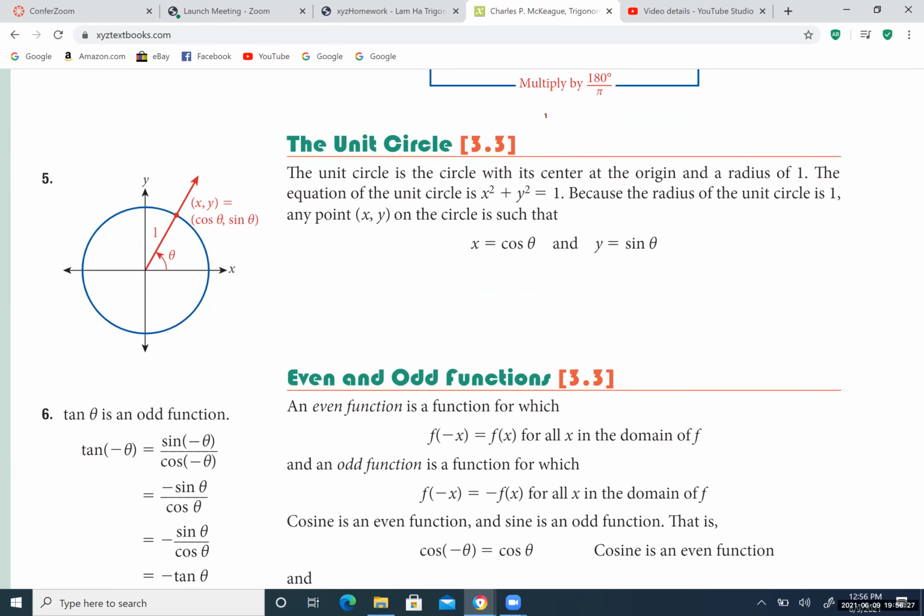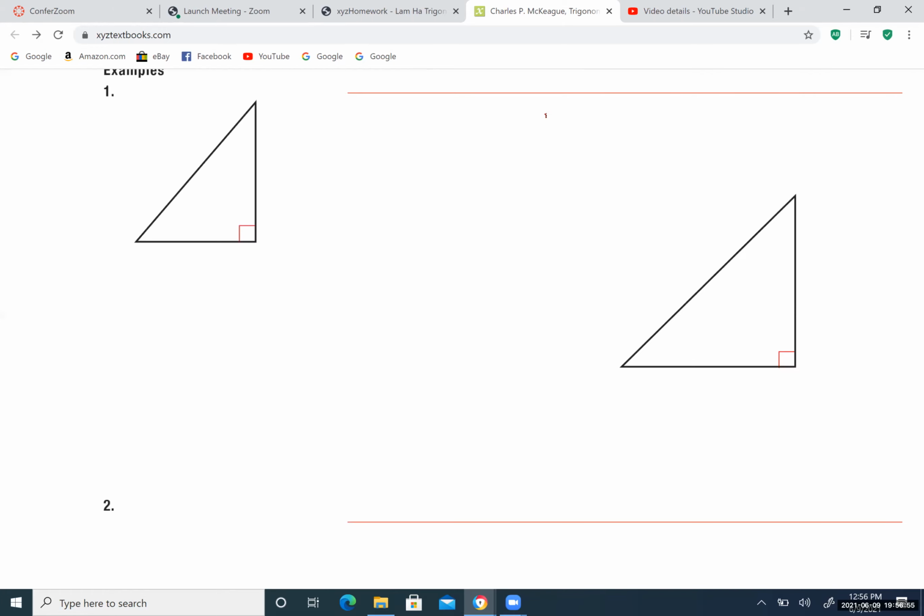Okay, so the unit circle is a circle with its center at the origin, right? And the radius is 1. That's a unit circle. The equation of the unit circle is x squared plus y squared equal to 1, or cosine squared plus sine squared equal to 1. Because the radius of the unit circle is 1, any point x comma y on the circle will be like this: x will be equal to cosine theta and y will be sine theta.